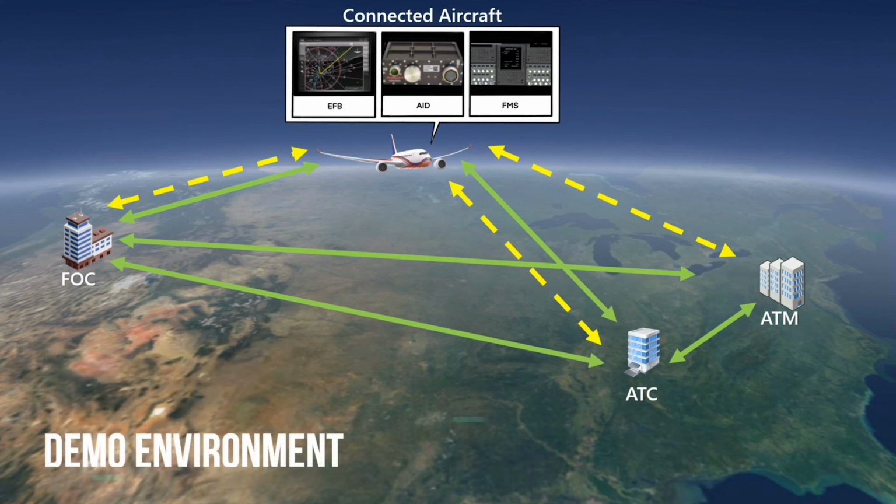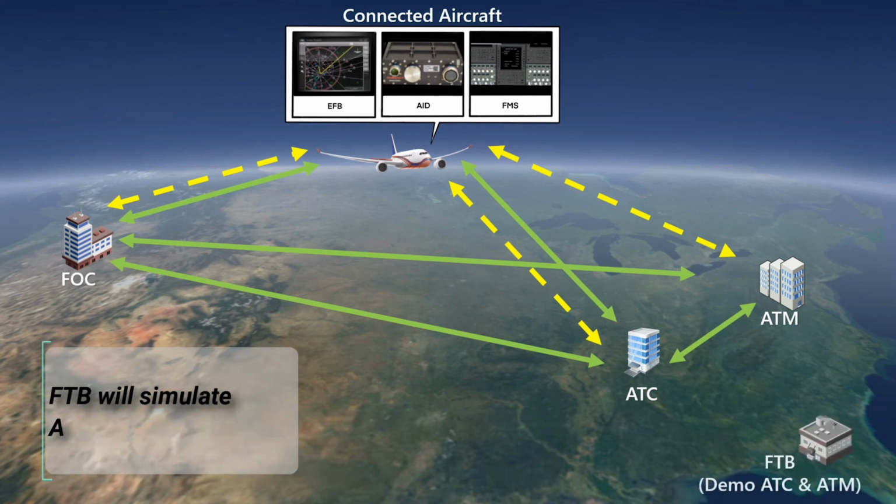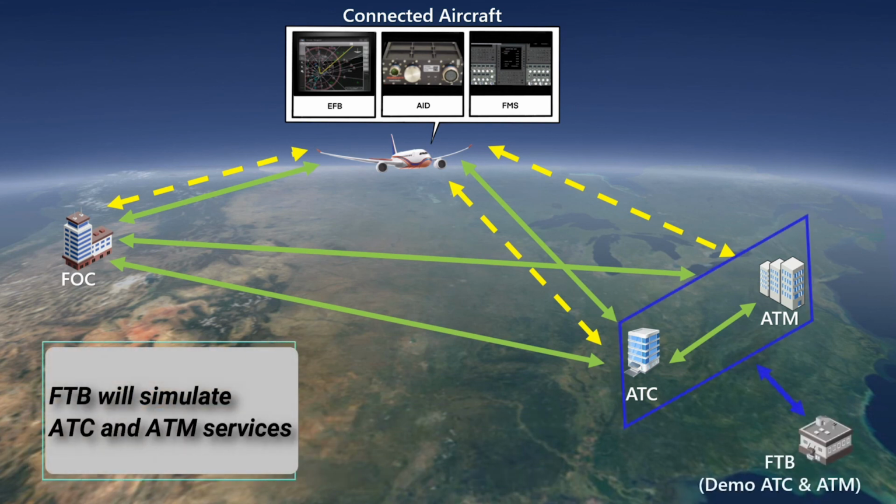For the 4DT live flight demo, the Florida NextGen testbed, called out on the map as the FTB, will provide both ATM and ATC services to enable the demonstration of envisioned environment capabilities.